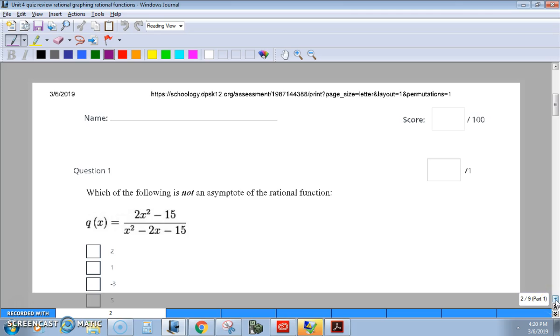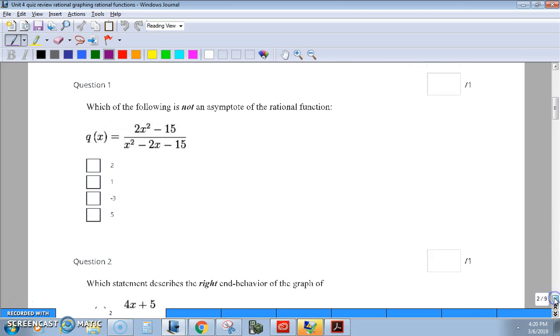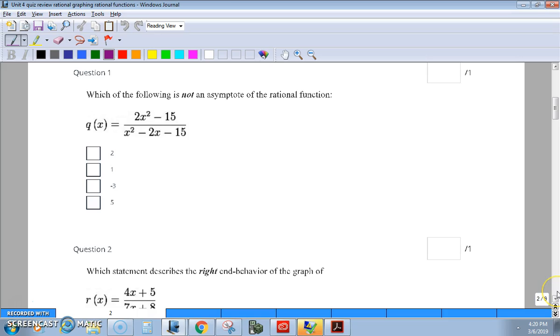Okay, question one. Question one says, which of the following is not an asymptote of the rational function? In order to do this, the first step is I'm going to need to factor the denominator. I'm going to leave my numerator as 2x squared minus 15. I don't see a real easy way to factor that, so that'll just stay that way. And my denominator I can make into x. If I'm looking for two numbers that add up to be negative 2 and multiply to be negative 15, that's going to be x minus 5 parentheses times x plus 3.